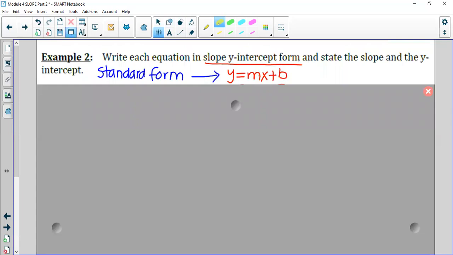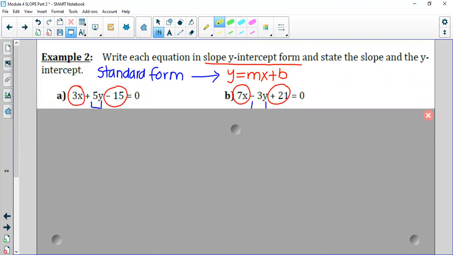Okay, so let's do some examples. Write each equation in slope y-intercept form and state the slope and the y-intercept. For these questions, we're moving from standard form to y is equal to mx plus b form. So can everyone write this down? And we're going to solve each of these questions one by one. This is what we're going to focus on today, going from standard form to y is equal to mx plus b form. Then we're going to talk about going from slope-intercept form back to standard form.